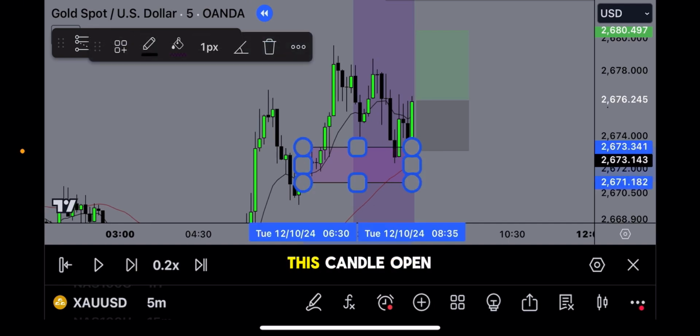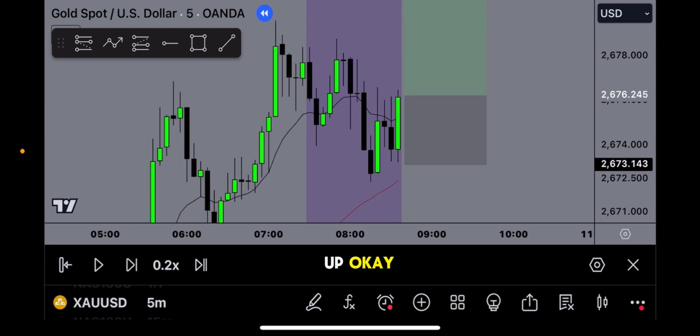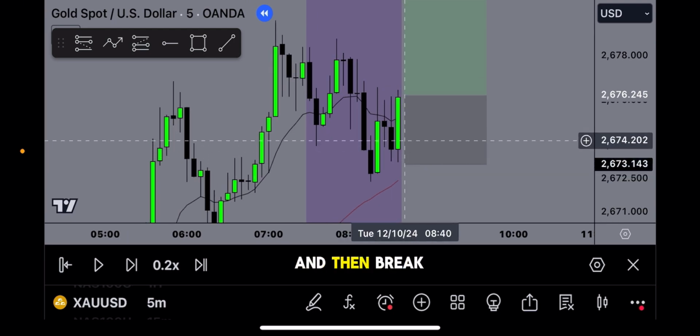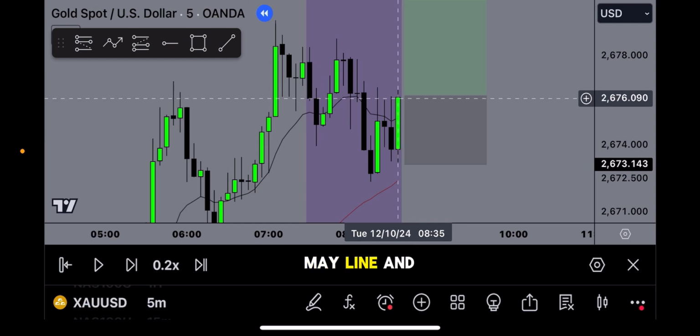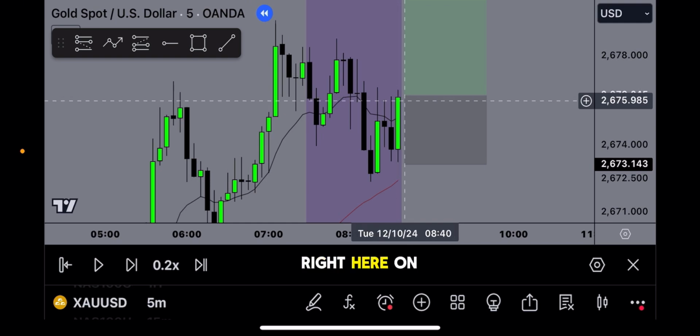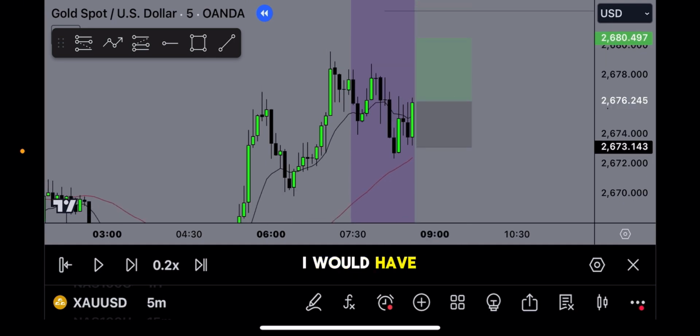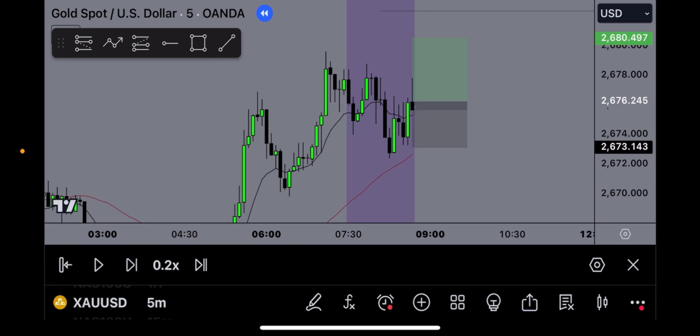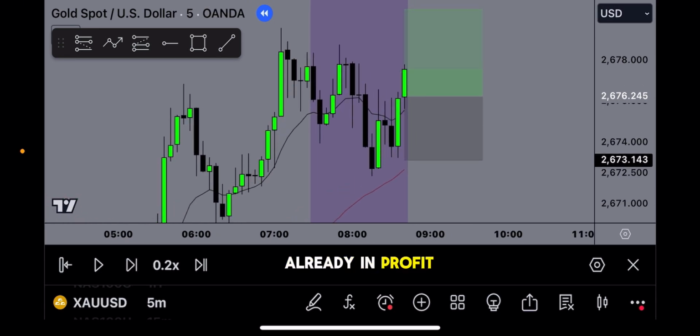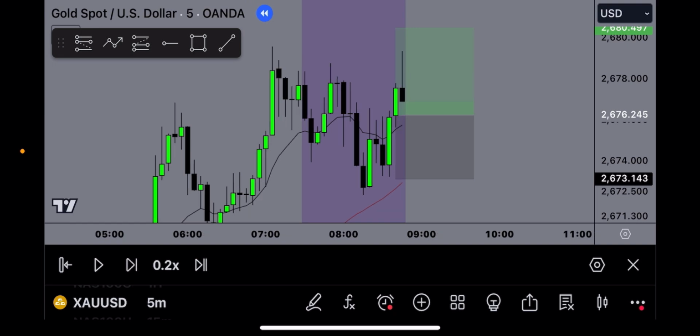Now, let's say you see this candle open up. Okay, you see this candle come down and then break the 13 MA line and close above. Right here on this candle itself, I would have been getting in for buys 2 seconds before the candle closed. Let's see what would have happened. Bam. Okay, we're already in profit. Let's see what would happen. Bam. TP1 would have hit already, and then I would have closed out majority and then held the rest of the trade to TP2.